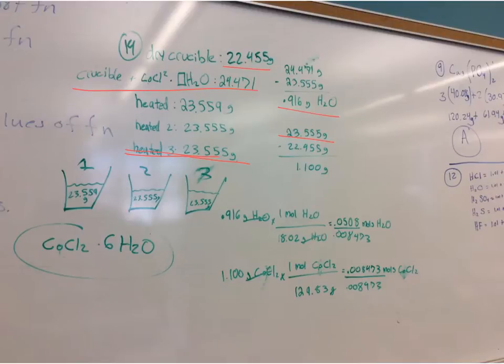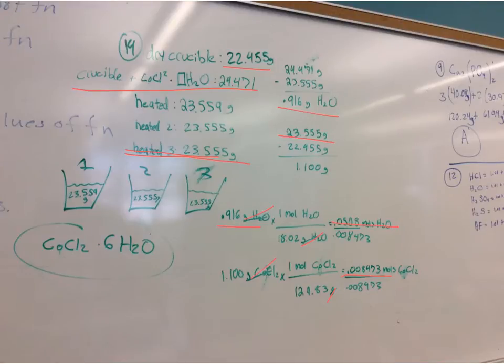And then you now have grams, but you have to convert it to moles. So you have 0.916 grams H2O over 1 mole H2O, which is 18.02 grams H2O. And you cross those out because now you're in moles. And you get that it equals 0.0508 moles H2O. And then you do the same thing for cobalt chloride. It's 1 mole cobalt-2 chloride over the molar mass, which is 129.83 grams, which goes away now, and you're in moles, and equals 0.008473 moles cobalt-2 chloride with the significant figures.